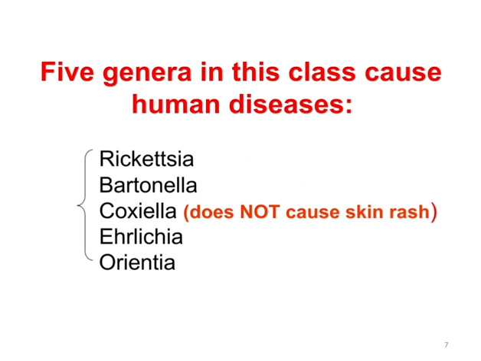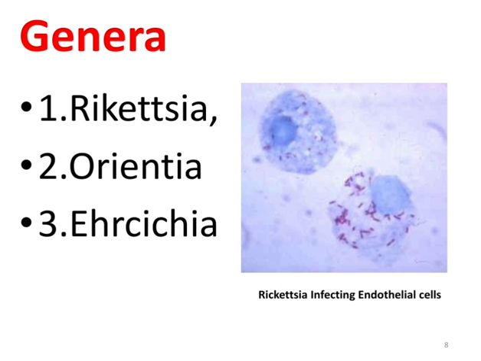There are mainly five genera in this class causing human diseases. They are Rickettsia, Bartonella, Coxiella, Ehrlichia, Orientia. Coxiella does not cause skin rashes, but some others cause skin rashes and itching. These are the major human disease-causing genera: Rickettsia, Orientia, Ehrlichia.